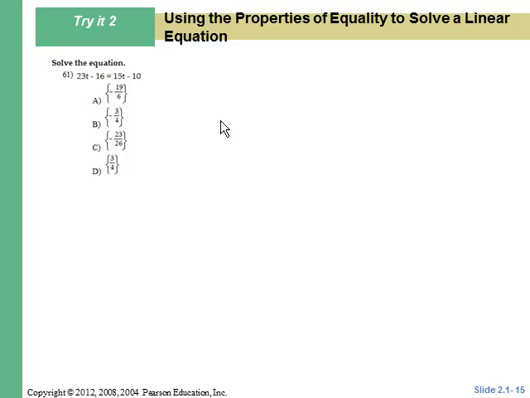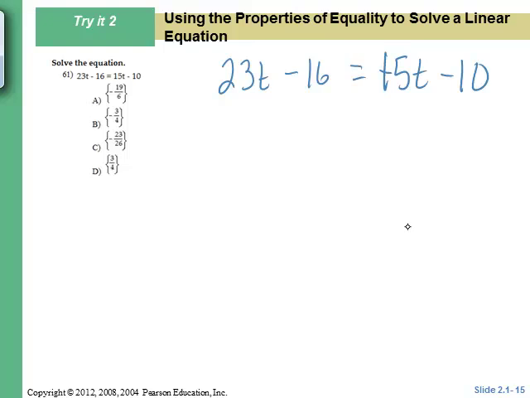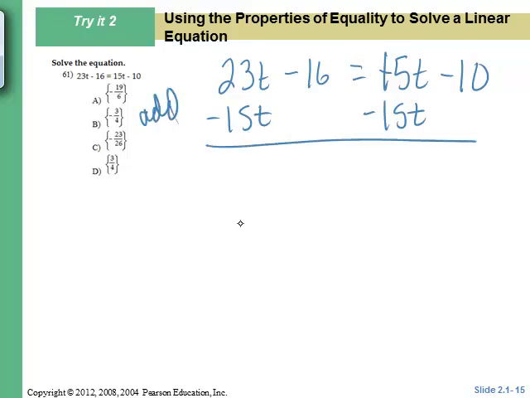You solve this one, and when you're done, I'll show you how I did it. Okay, I don't have any like terms to combine on each side, but I can start with 15t minus 10. I can subtract 15t from each side by using the addition property, and I get 23 minus 15 is 8t minus 16 equals negative 10.